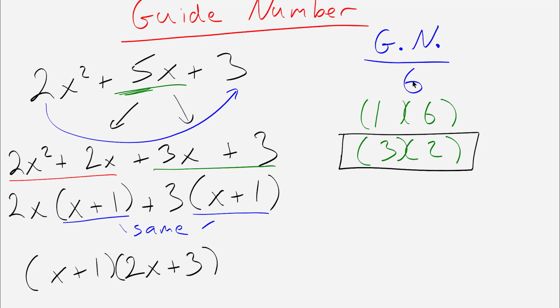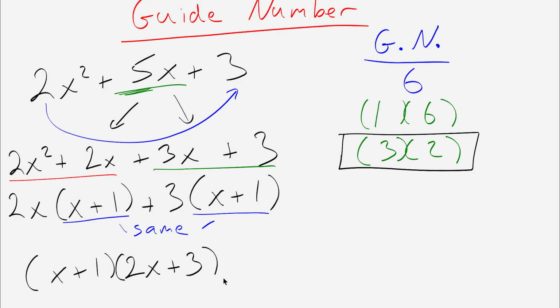That gave us our guide number. We then get the factors of the guide number, what numbers multiply to give us that guide number. And we will only be interested in one set of those factors, and the set of those factors we're interested in will add to the middle number here. So in this case, we were interested in 3 and 2, or 2 and 3, whatever we want to look at. And we split up the 5x into 2x plus 3x. And then we did our grouping to finish the factorizing.